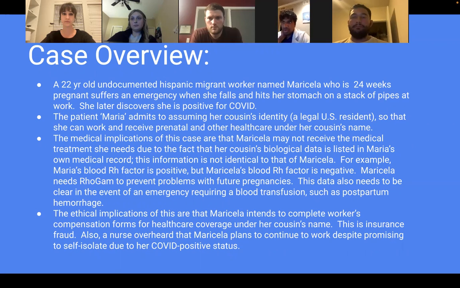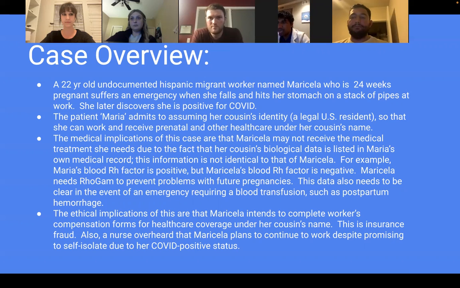But this is not a simple case of an undocumented migrant worker coming in for healthcare. The case itself is a little more complicated than that. Marcella has a cousin named Maria who is a legal U.S. resident, and she is using her cousin's name and identity so that she can work and receive prenatal and other healthcare benefits within the United States under her cousin's electronic health record and legal identification, while her cousin is away in California on vacation.